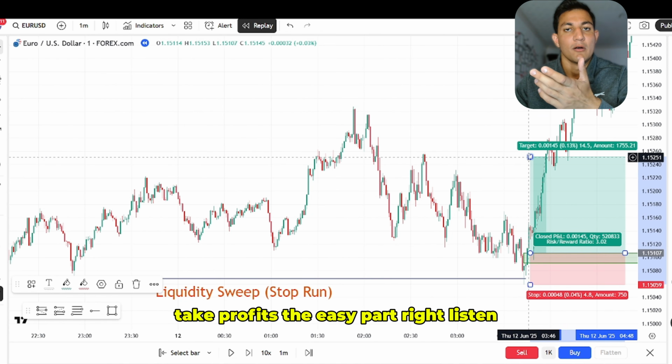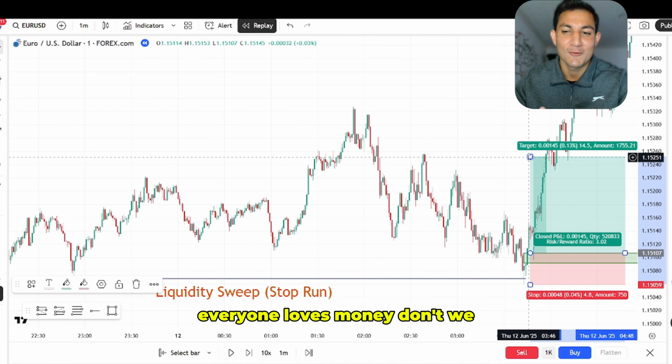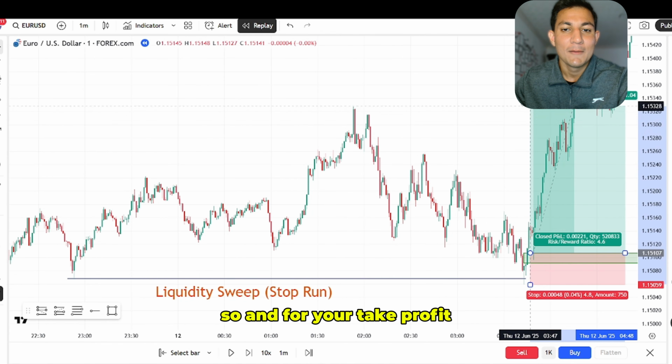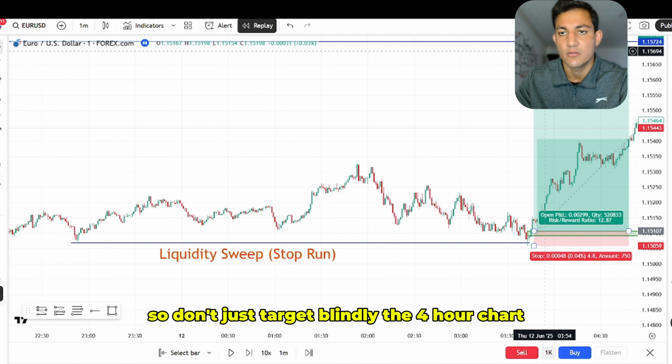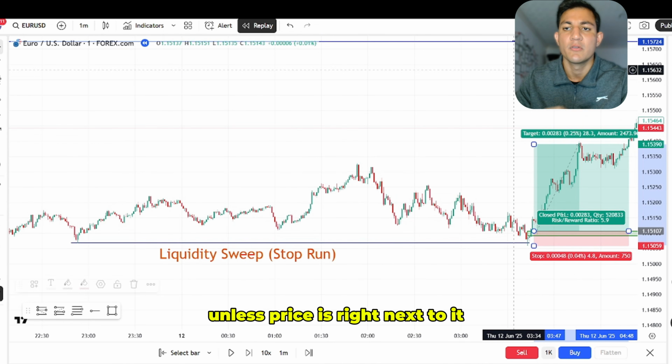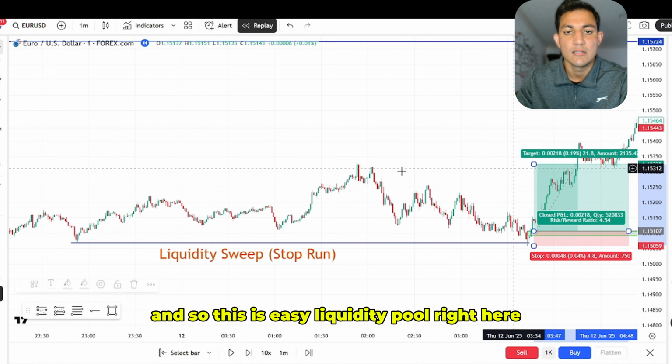Take profit is the easy part, right? Listen, if you're making money, how much money do you want to make? That's the easy part, right? Everyone loves money, don't we? So for your take profit, you want to target something that's actually realistic on the day, right? So don't just target blindly the 4 hour chart. Unless price is right next to it, then yeah, by all means target it. So this is an easy liquidity pool right here.